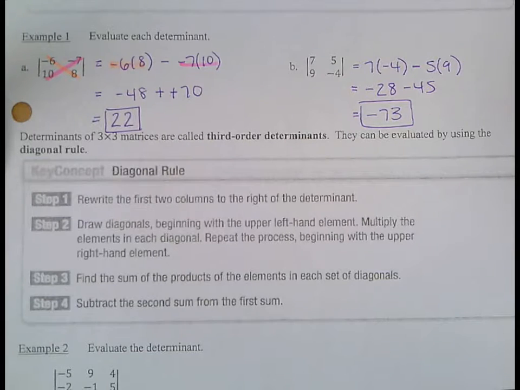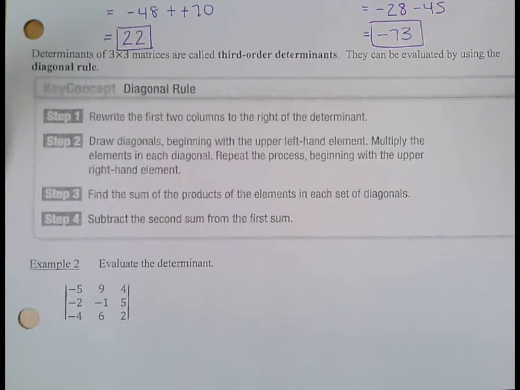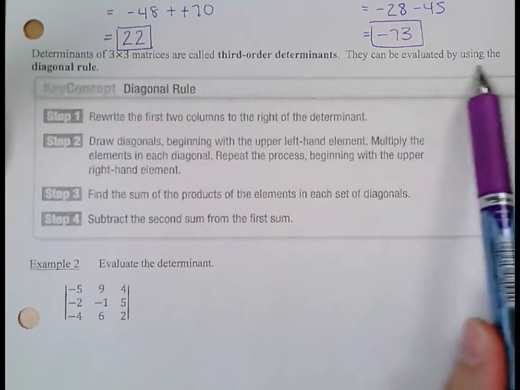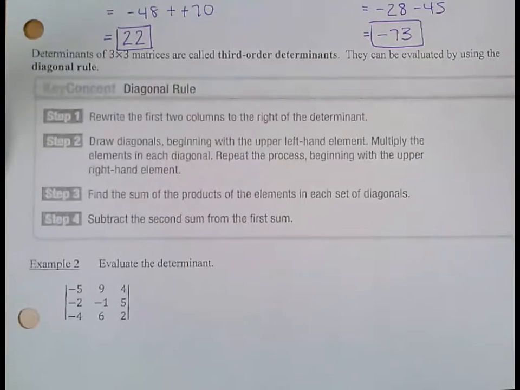Okay, so then a 3 by 3 matrix, you can also find the determinant of, and this is more of a process. So it does say these can be evaluated using the diagonal rule. So there is actually a specific name for this process.